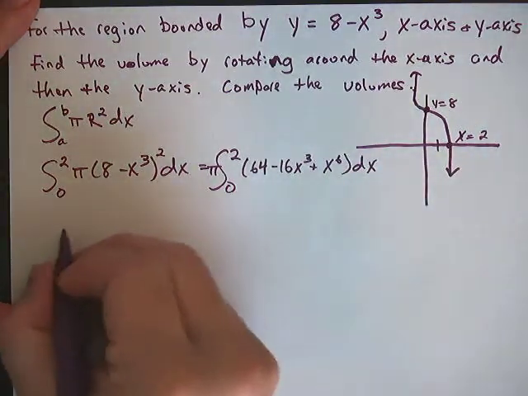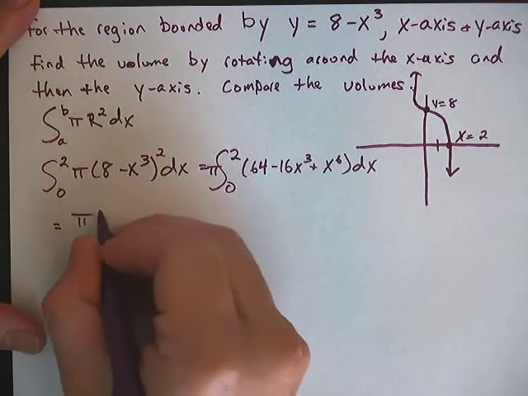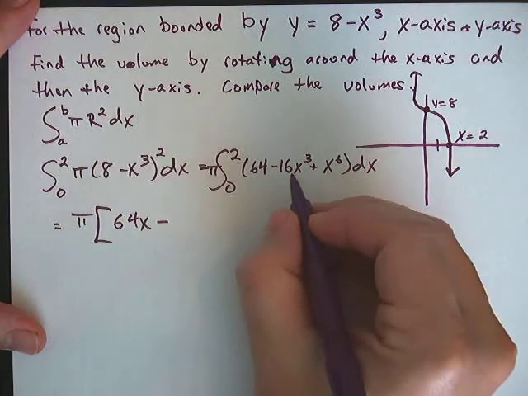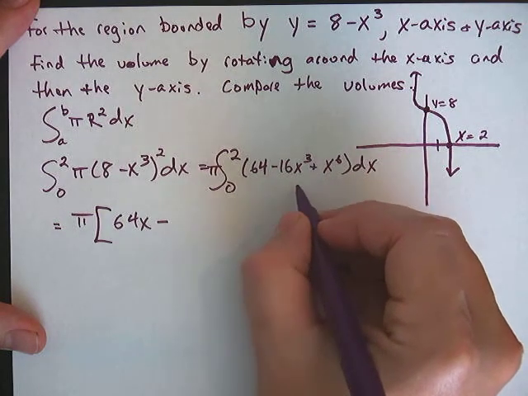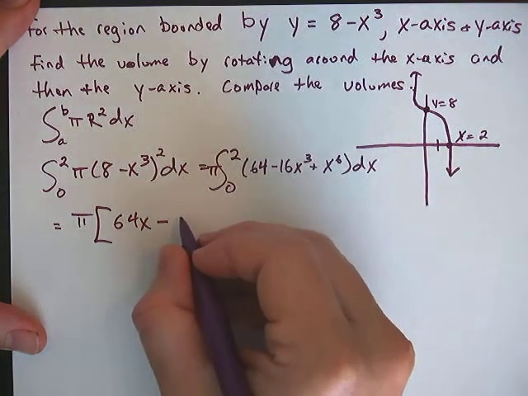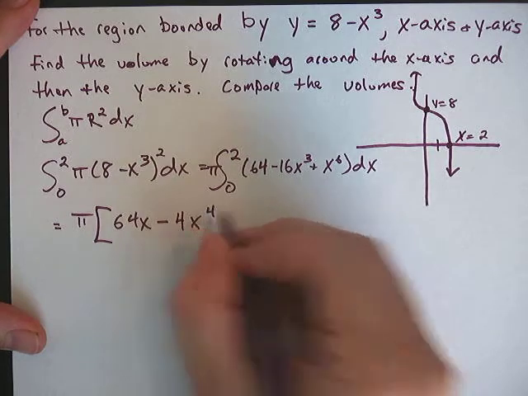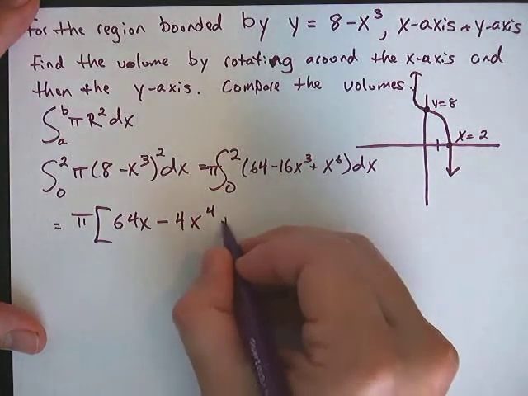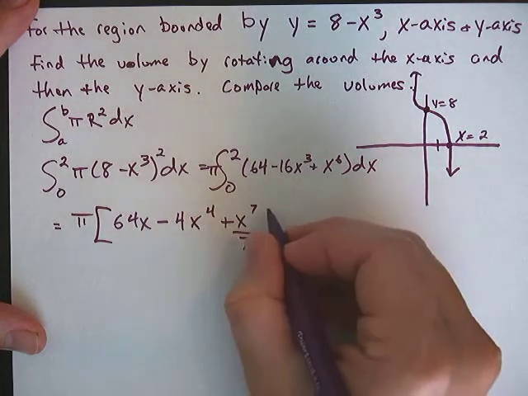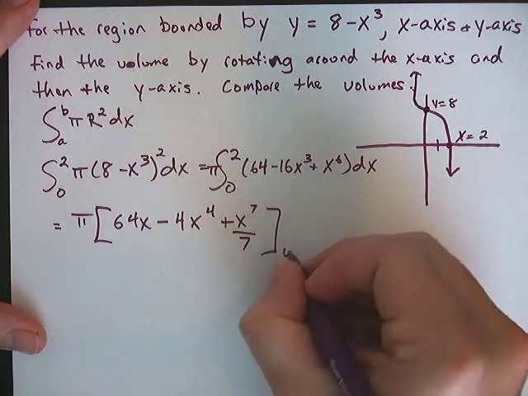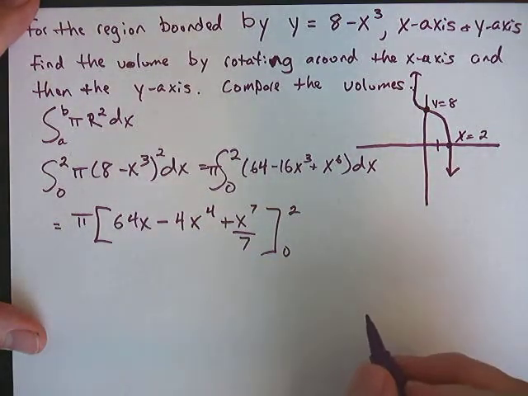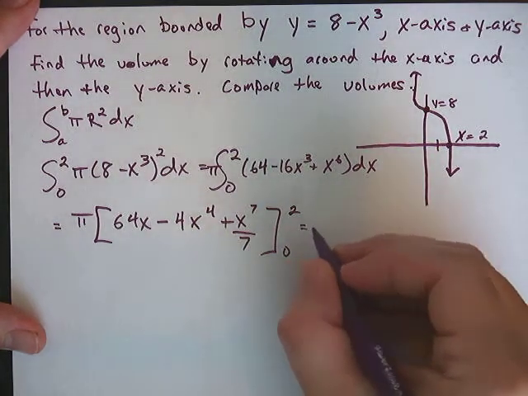Let's integrate that term by term. Keep the pi out front. We get 64x minus, this becomes 16x to the 4th over 4, which reduces to 4x to the 4, and then this one becomes x to the 7 over 7, from 0 to 2. Now you notice if we plug in the 0, all of them had x terms, so they all go to 0, so there's no use messing with that. Let's just plug in the 2.